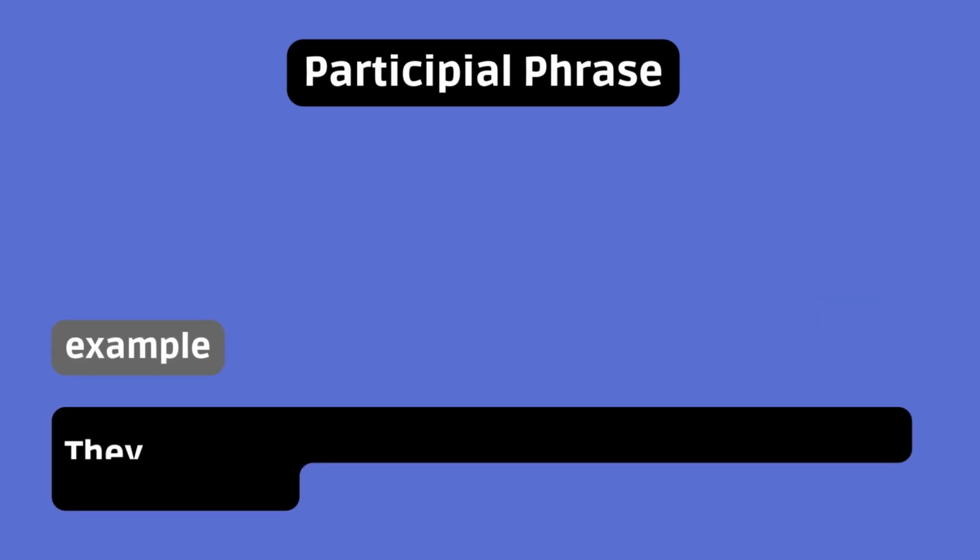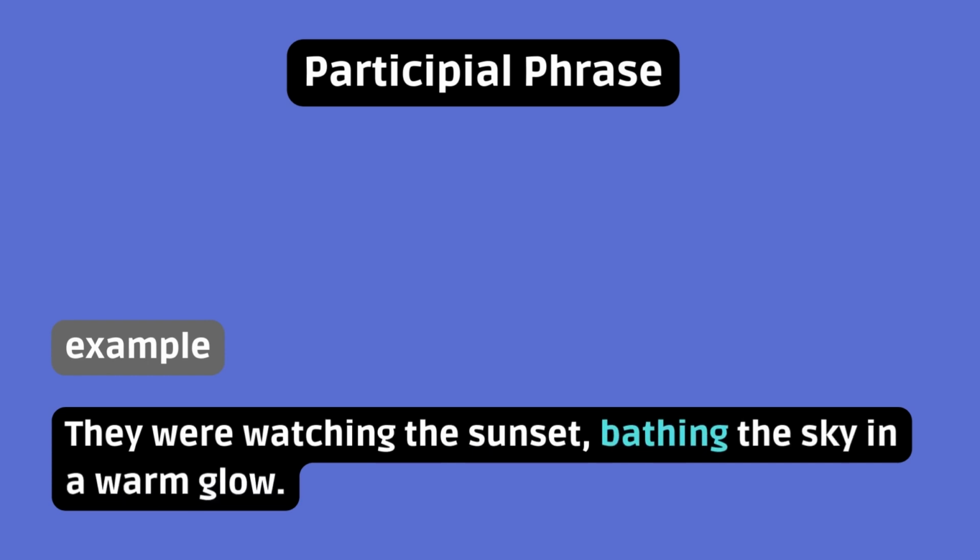Participial phrases can also add information to the object of a sentence, not only the subject. When modifying an object, the participial phrase is generally placed at the end of the sentence. Example: "They were watching the sunset, bathing the sky in a warm glow." Here, obviously, the participial phrase is found at the end, and it modifies the object, sunset.